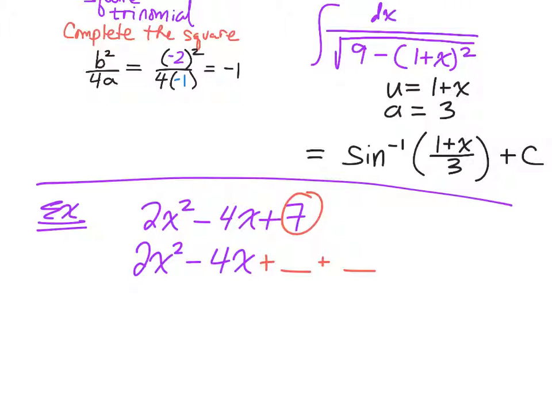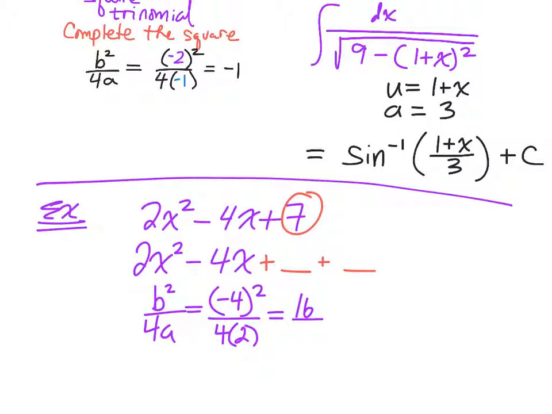So b squared over 4a. Negative 4 squared over 4 times 2. 16 over 8 is 2. So I'm going to put a 2 here. But the two values need to add to give me a 7. So the other number has to be what? 5.